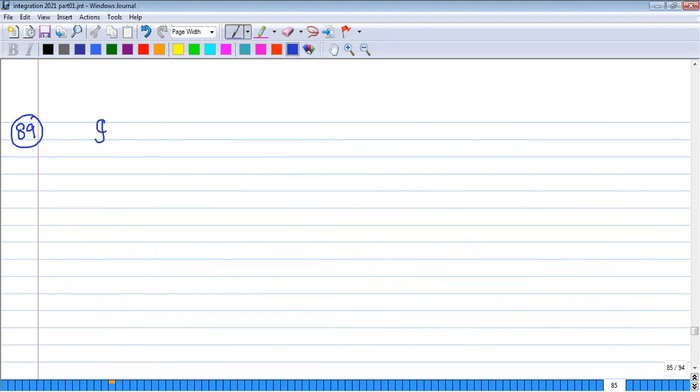If 2 is less than x, x less than 3, then the integral of mod of x minus 1 plus mod of x minus 2 plus mod of x minus 3.